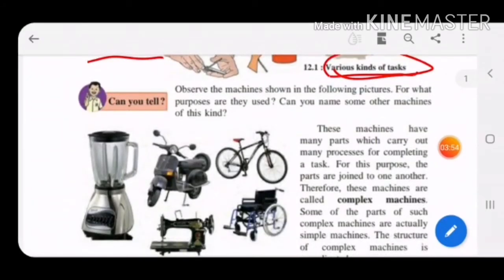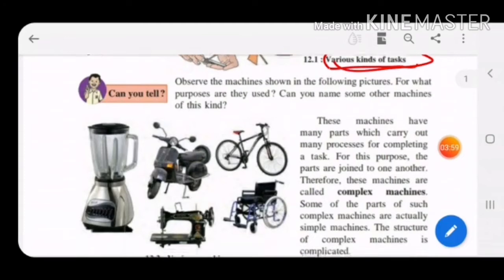I already told you two types of machines. One is simple machines and the other one is complex. Now again they have shown you some pictures.